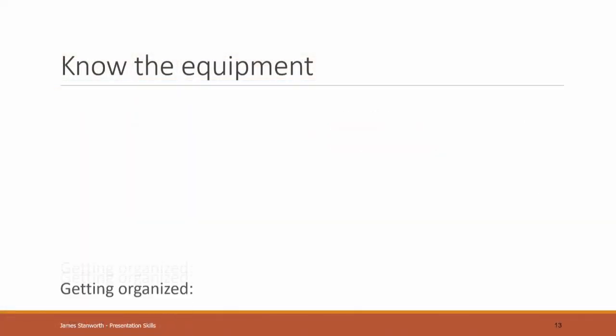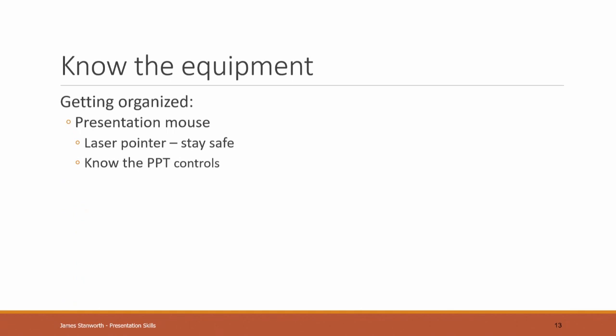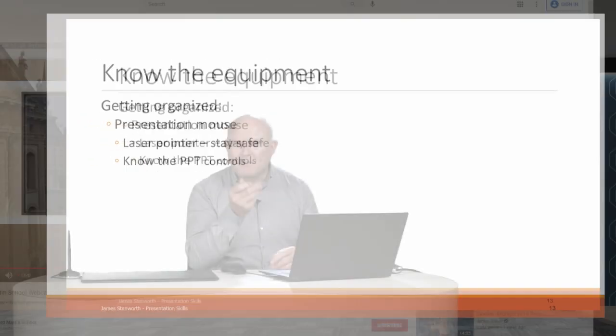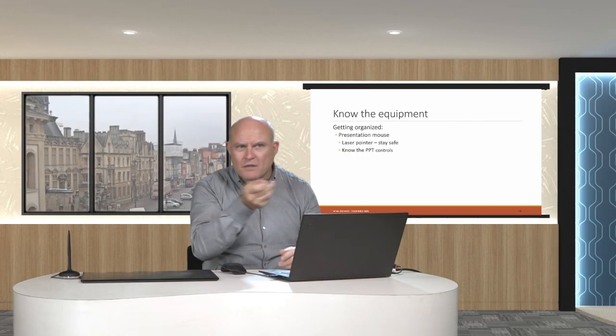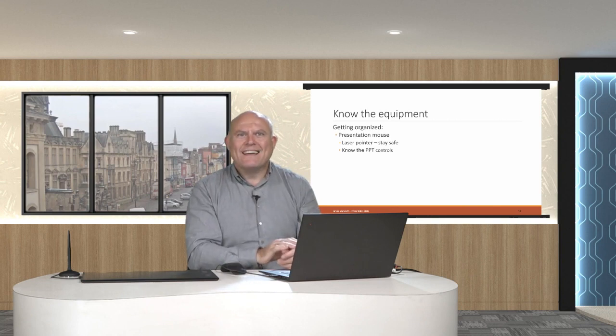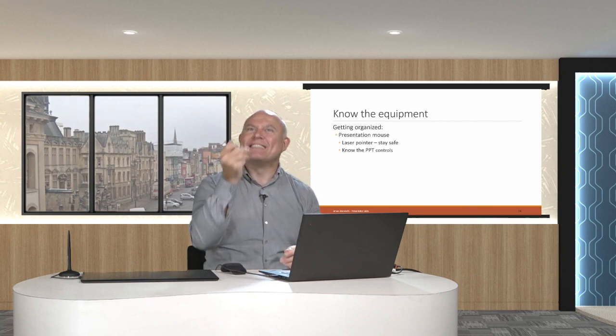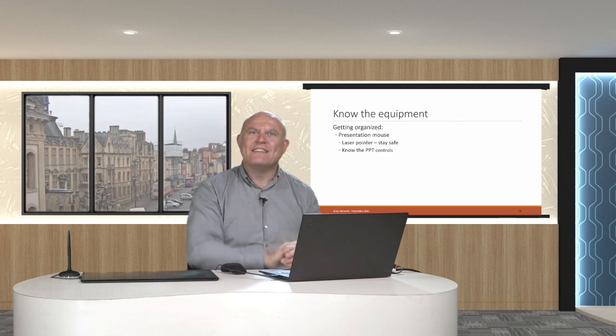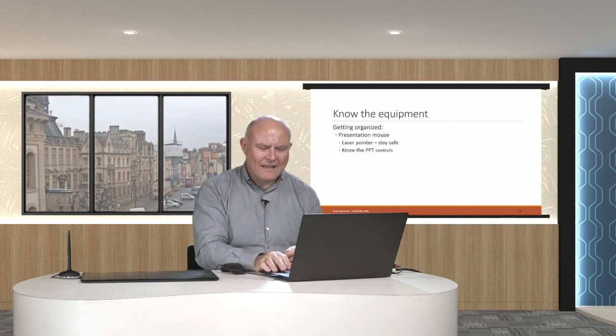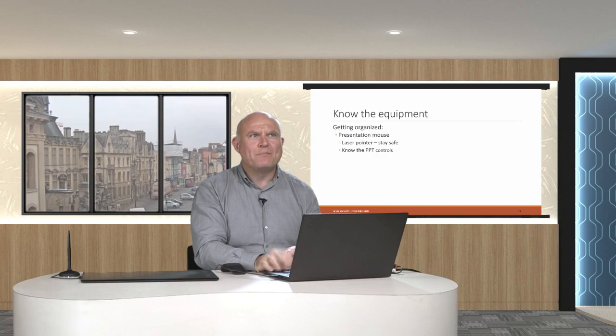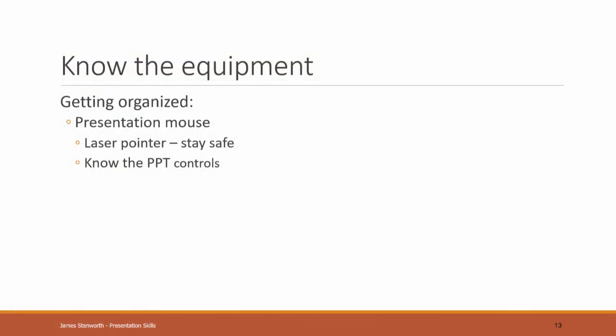Another simple tip is know your equipment. Get your presentation mouse. Make sure that you know which button turns on the laser pointer. Don't test it by pointing it at the audience and blind someone. Test it by pointing it at the ceiling and seeing if you get the right dot that you're looking for. And know the presentation controls so that when you go to press a button, something weird doesn't happen.